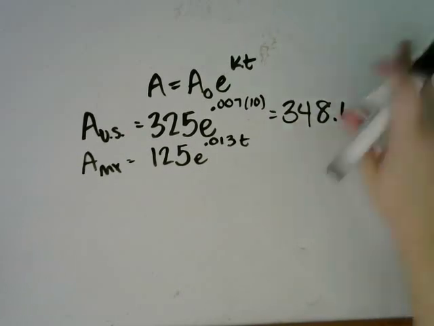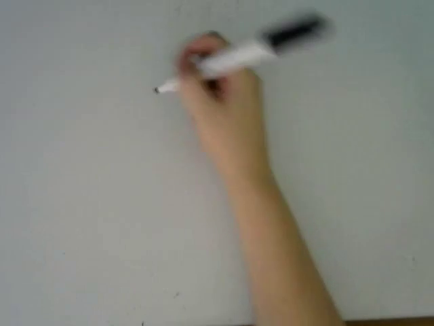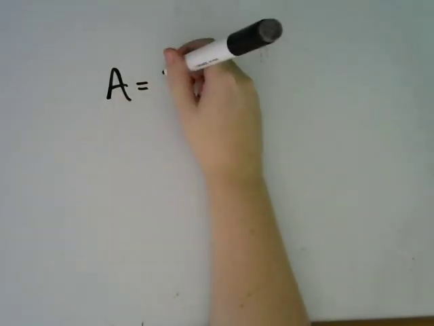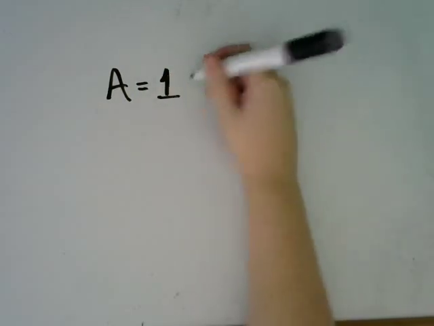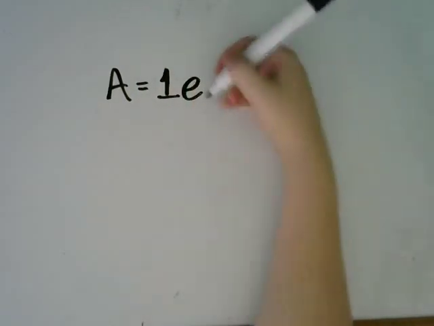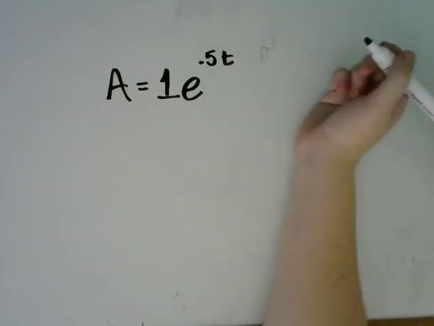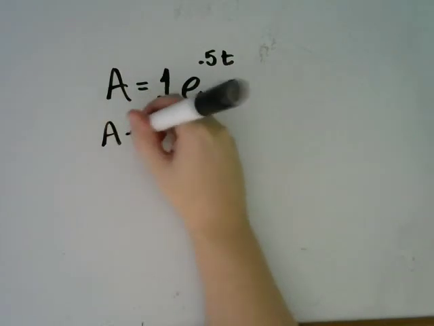Example 12. A virus begins with a single specimen, patient 0, and grows continuously at a rate of 50% per day. Write an exponential model to determine the number of infected people after t days. So, number of infected people. The initial is just one person. It's a continuous function, and the rate is 0.5. Here's my model.